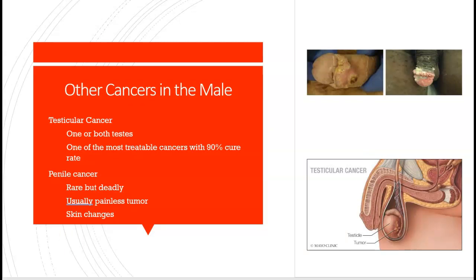Other cancers in the male, you have testicular cancer. It's relatively uncommon. It is the most common cancer in men aged 15 to 35. Risk for developing testicular cancer is only about 1 in 263. And risk factors for the development of this form of cancer include abnormal testicular development and cryptorchidism. It can affect one or both testes, and it's one of the most treatable cancers with a 90% cure rate.